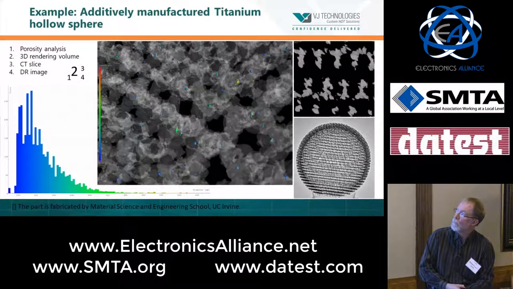Here's another example of a university study. This is a titanium sphere that was, again, done using additive manufacturing. And the study was to determine the porosity of that sphere, which is an indicator of structural strength. All of the colored dots that you see refer to the porosity of that sphere.